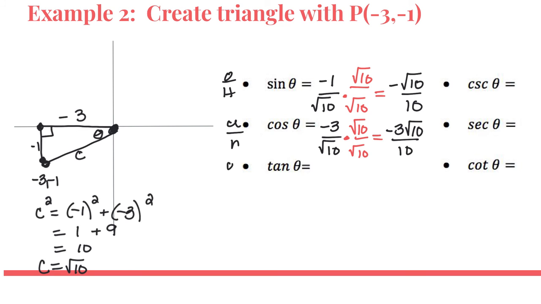Your ratio for tangent is opposite over adjacent. The opposite side is -1. The adjacent side is -3, giving us the fraction of 1/3.